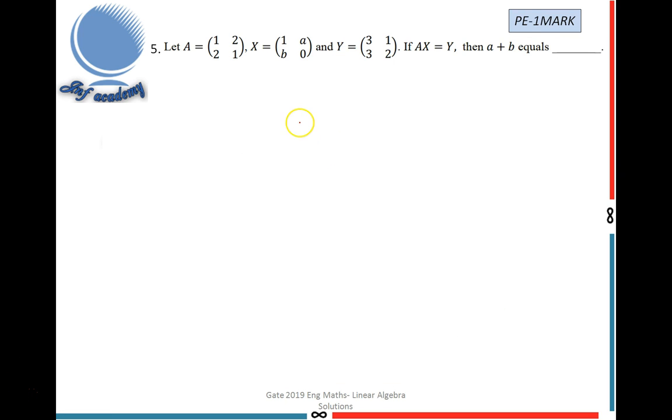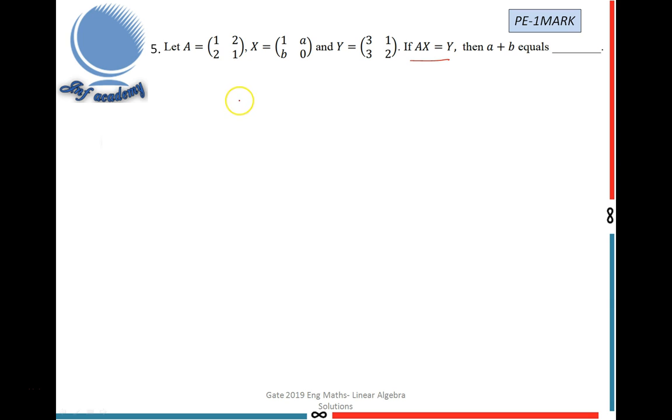Now the fifth question is, let A equal to a 2 by 2 matrix is given, X also a 2 by 2 matrix and Y equal to a 2 by 2 matrix. One condition is given, Ax equal to Y. By using that condition you can find the value of A plus B. This question is from PE department and it has 1 mark.